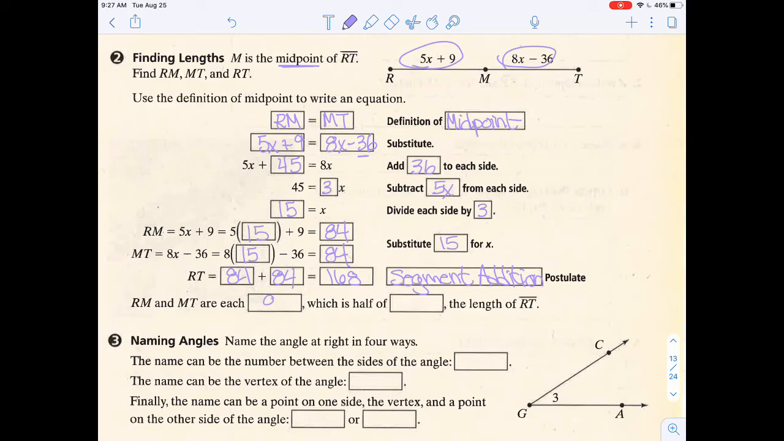RM and MT are each 84 units, which is half of 168, the length of RT. And we know that that's right because we said that M was the midpoint, so that means each piece has to be the same in length.